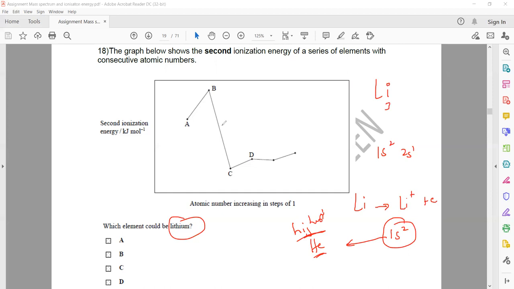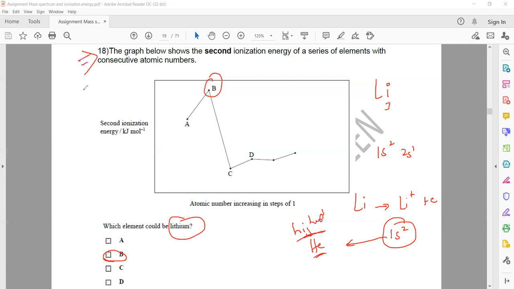So which one is the highest value? A, B, C, D. B has the highest peak. That's why B will be the right answer, because the graph is for second ionization. So when the second ionization of lithium is there, it matches with the electronic structure of helium. That's why it will have the highest ionization energy. So B will be the right answer. Is this part clear?